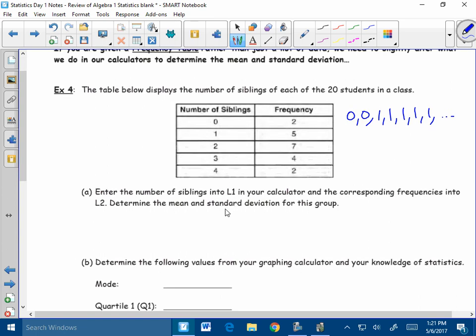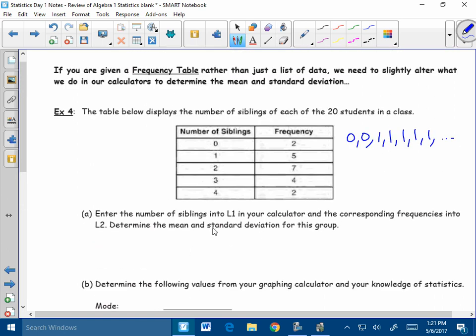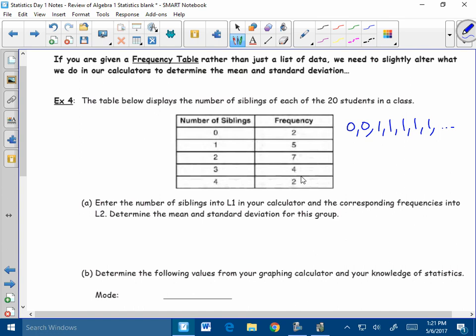Okay, so the good news is your calculator can figure out the mean and the standard deviation and a whole bunch of other stuff, as we'll see momentarily. But this time, we're going to have to make use of both L1 and L2. Okay, so enter the number of siblings into L1 and the corresponding frequencies into L2. Determine the mean and the standard deviation.